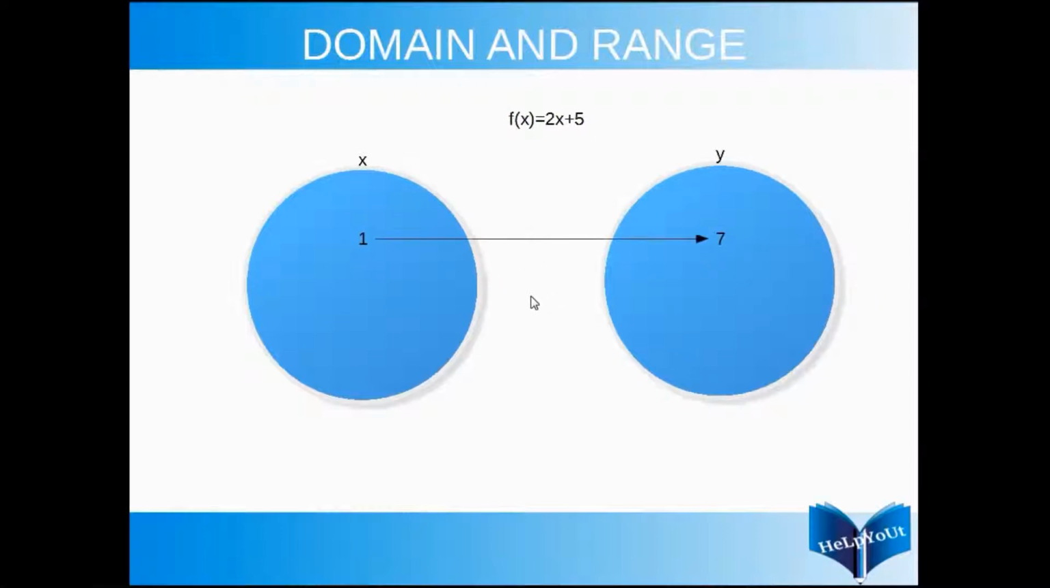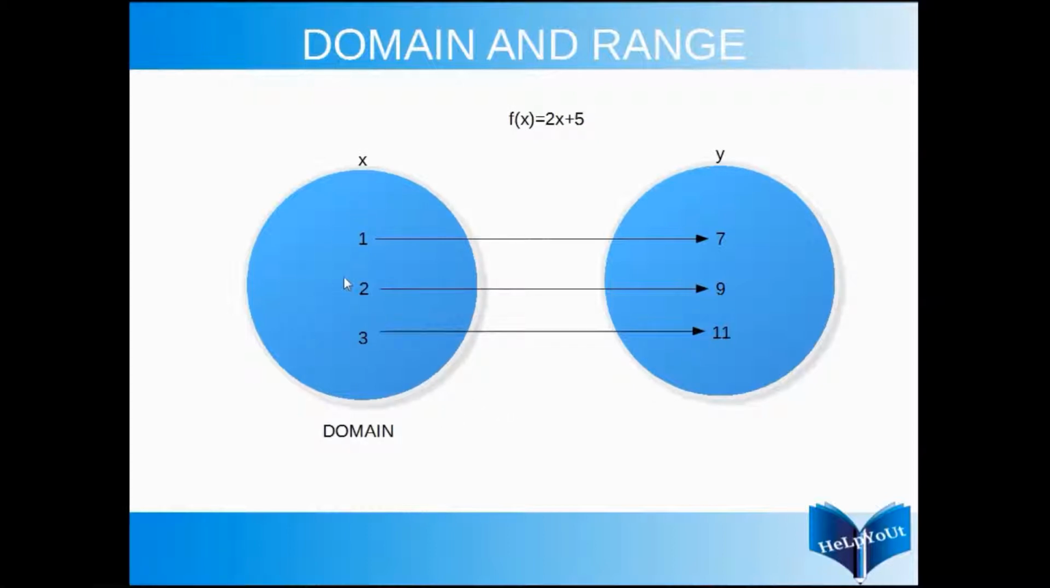1 goes to 7. Now let's have x equals 2. For x equals 2, we get f(2) equals 2 times 2 plus 5 equals 9. So 9 will be another value of y. Let's have x equals 3. For x equals 3, we get f(3) equals 2 times 3 plus 5, which is 11. So 11 will be a value of y. 11 went to y here. So 3 goes to 11.